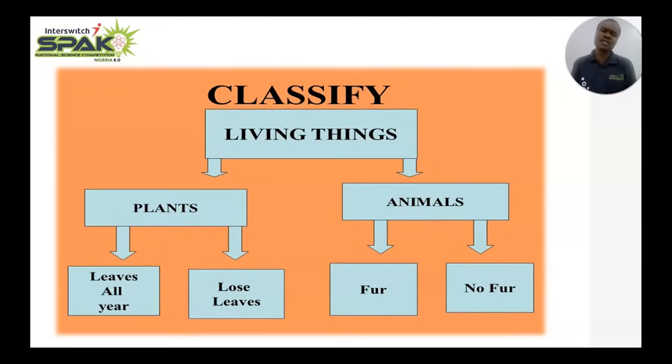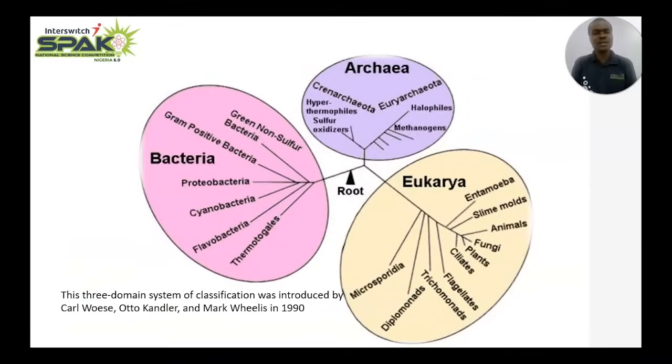Now, the two kingdom classification according to Carolus Linnaeus has the kingdom Plantae and the kingdom Animalia. Of course, the kingdom Plantae includes all green plant living things, while the kingdom Animalia refers to all non-green plant living things.